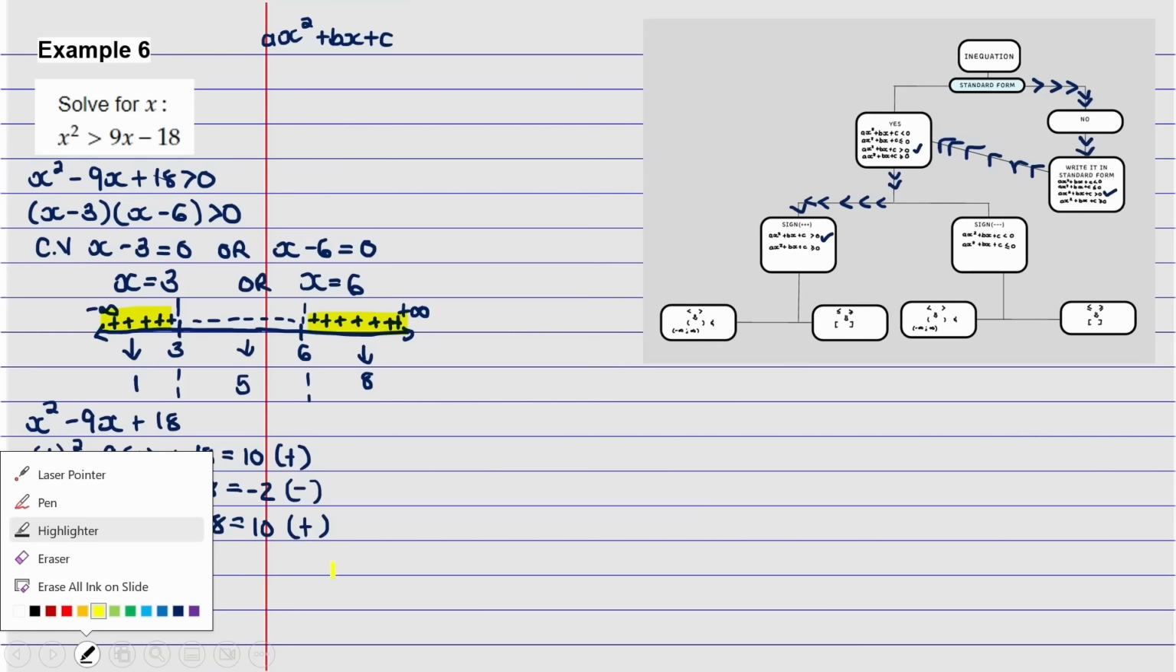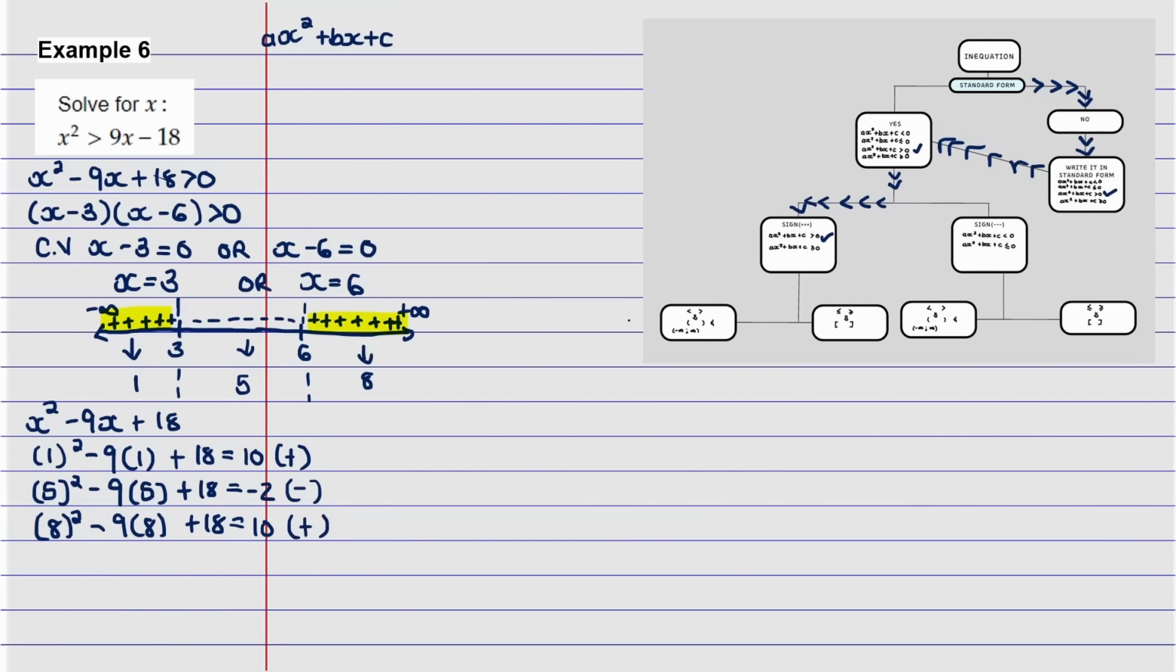But one more thing to write our final answer is that we need to know whether we're going to use a curved bracket or a square bracket. So we see that it's not equal to, so we're going to use a curved bracket. So this way, right? We're going to use a curved bracket.